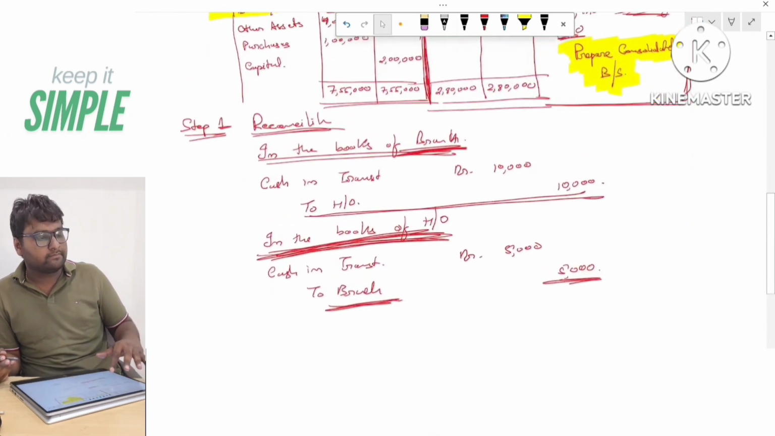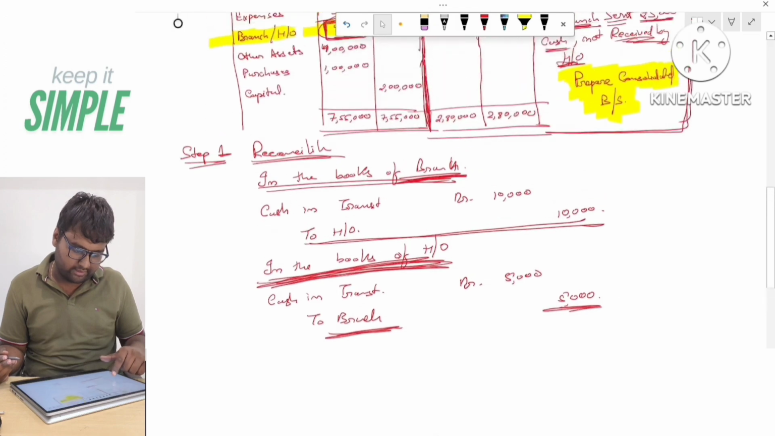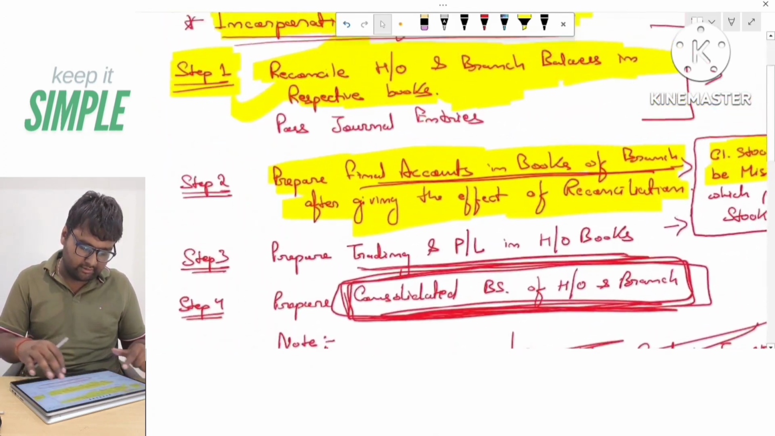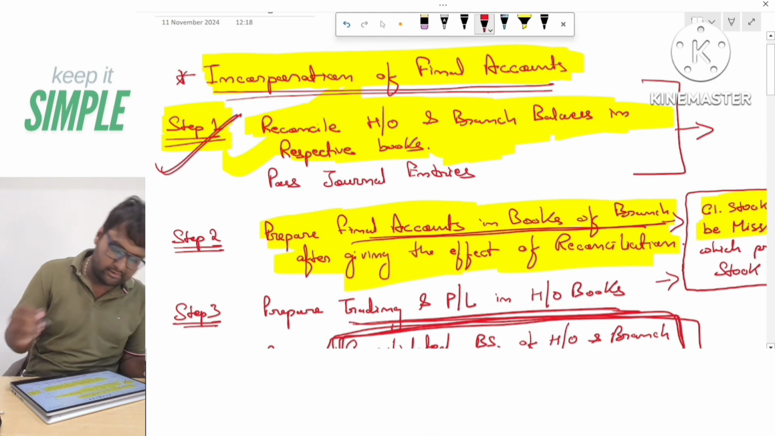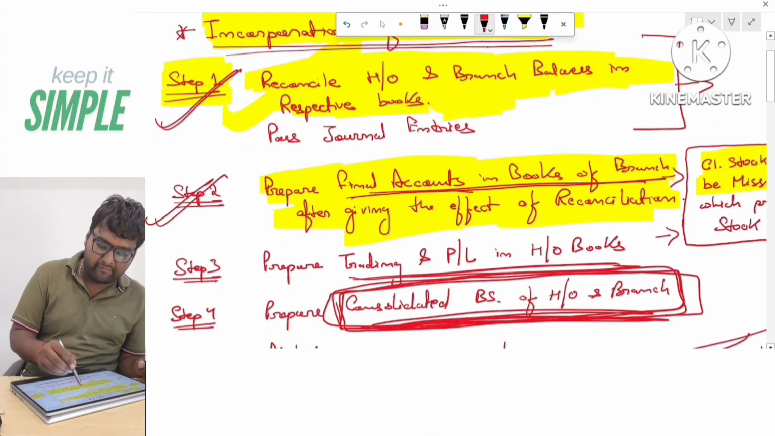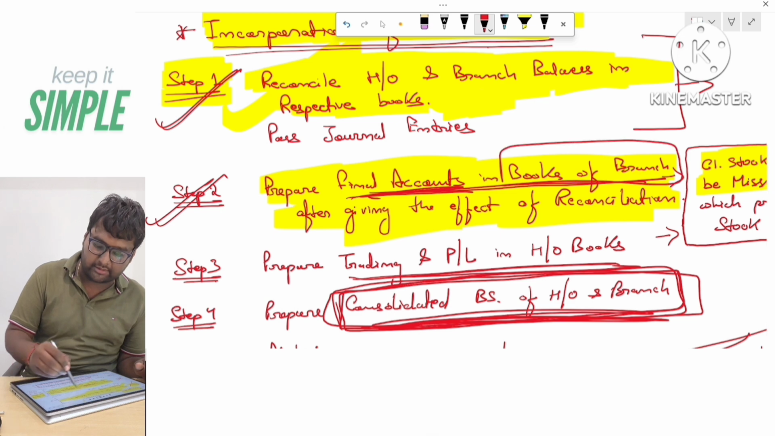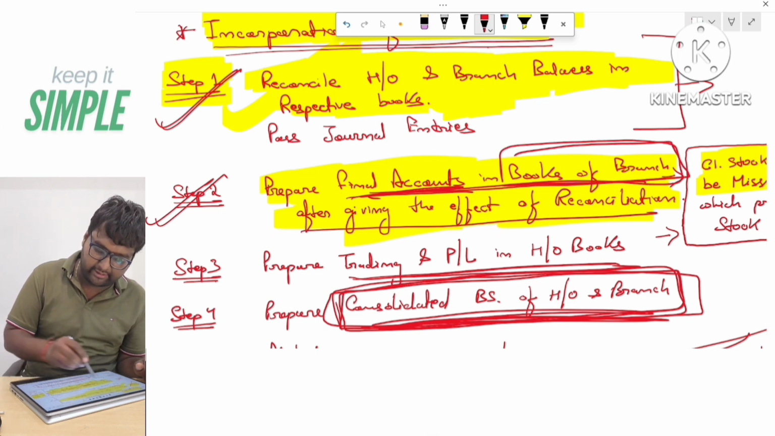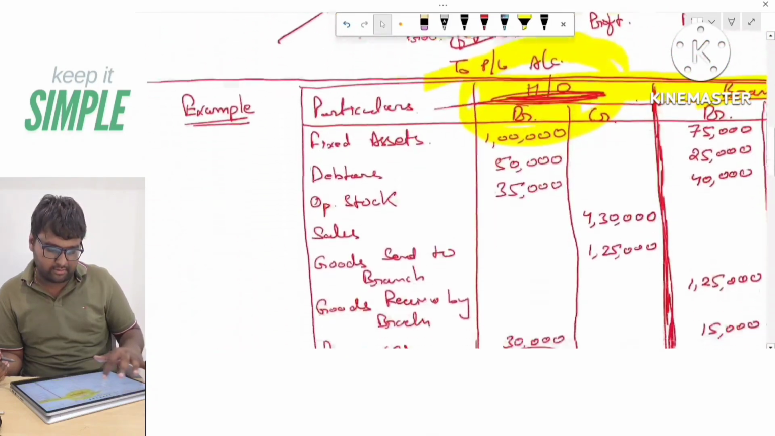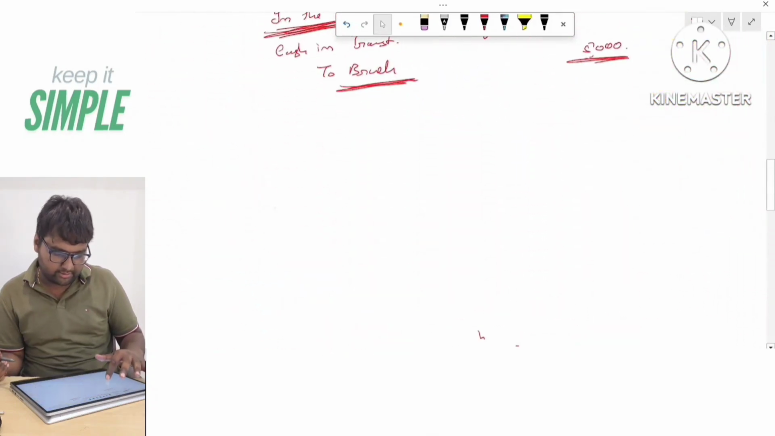Tell me. Okay. Very nice. So, see, our first step is done. What's our second step? Our second step is to prepare final accounts in the books of branch after giving the effect of reconciliation. Chalo, we'll start preparing final accounts in the books of branch.